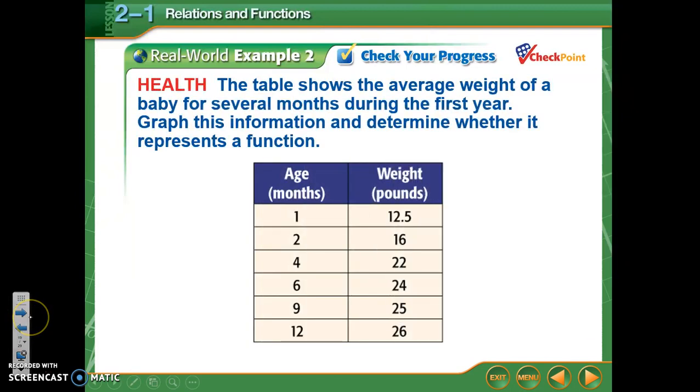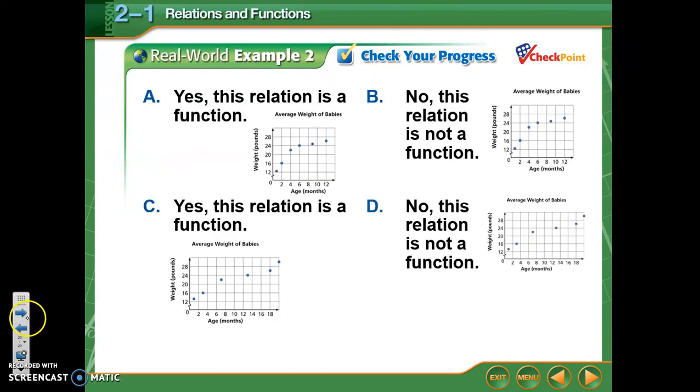All right, you're going to answer a question about this on your Edpuzzle video. Here is your table, the average weight of babies for several months during the first year. You're going to graph it and figure out if it's a function or not. All right, hopefully you answered A. You can see that when you graph, it is a function because a vertical line would never cross it more than once. Age is in months, the weight is in pounds. This is the graph that represents the best graph of the ordered pairs in the table.